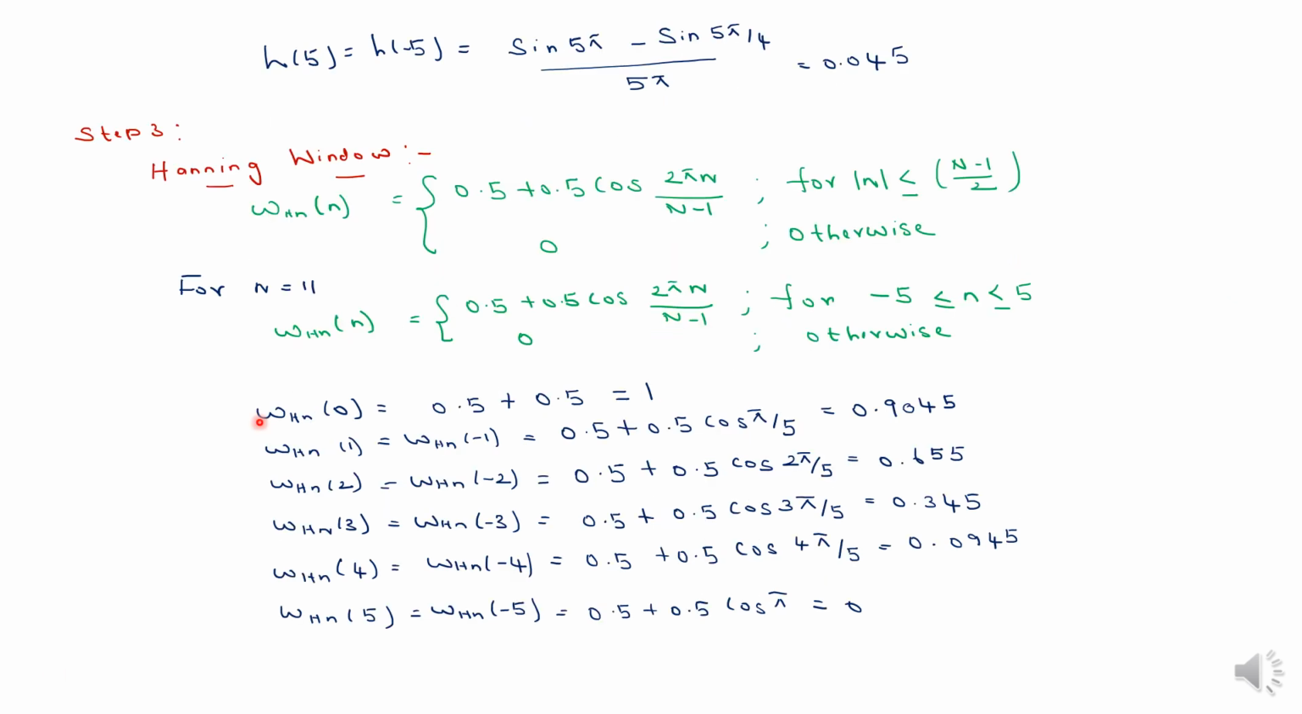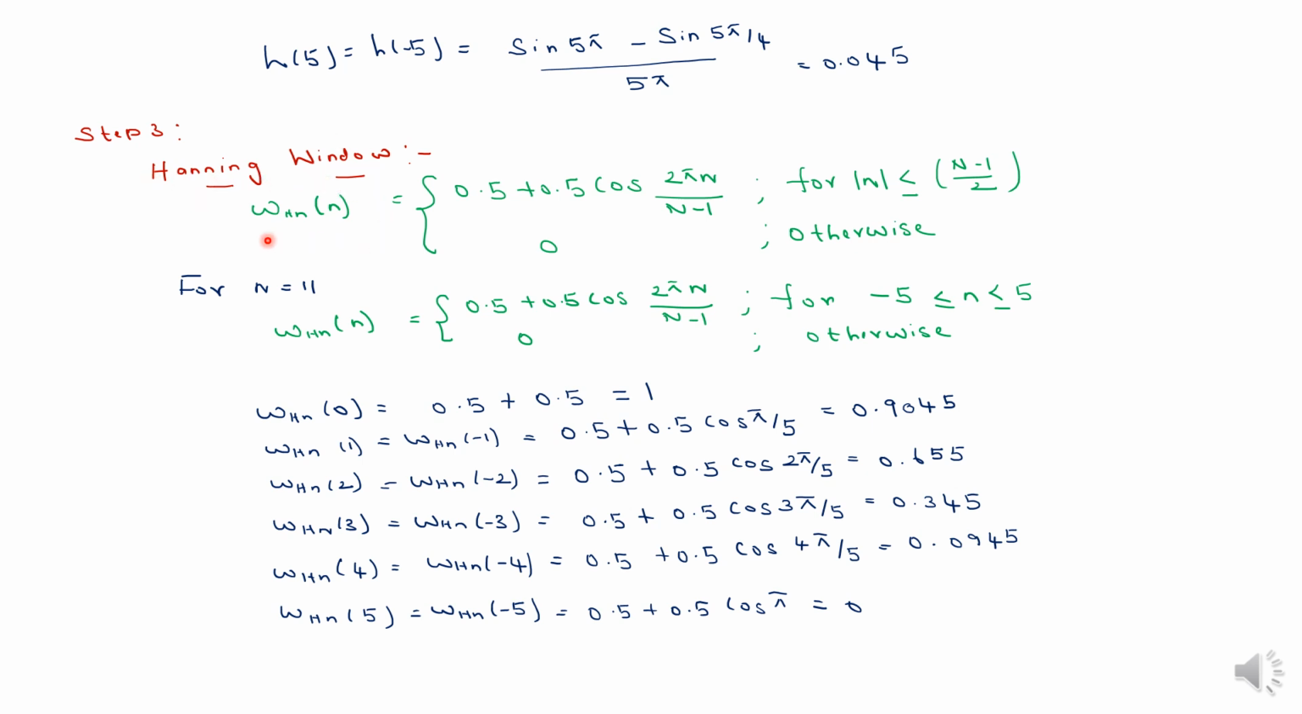The last value is h of 5. So h of 5 is equivalent to, by substituting n is equal to 5, sine 5 pi minus sine 5 pi by 4 divided by 5 pi. So this is equivalent to 0.045. Okay. So we have calculated the filter coefficients of the finite duration sequence. Our next step is, we are expected to solve this problem using the Hanning window.